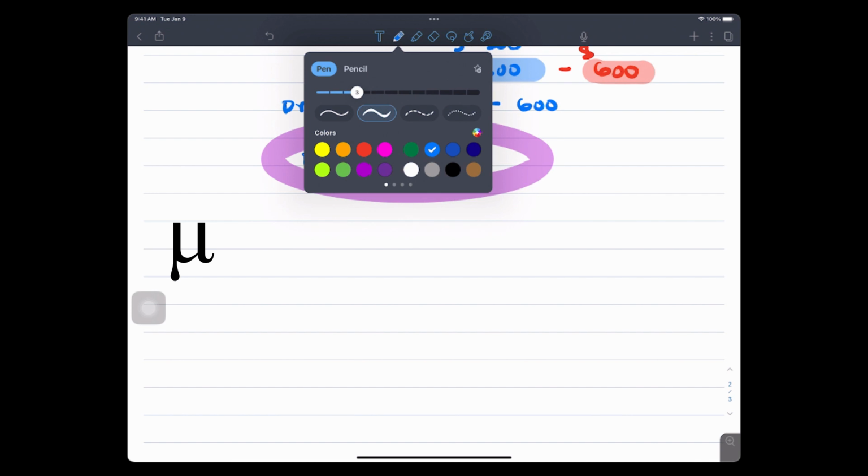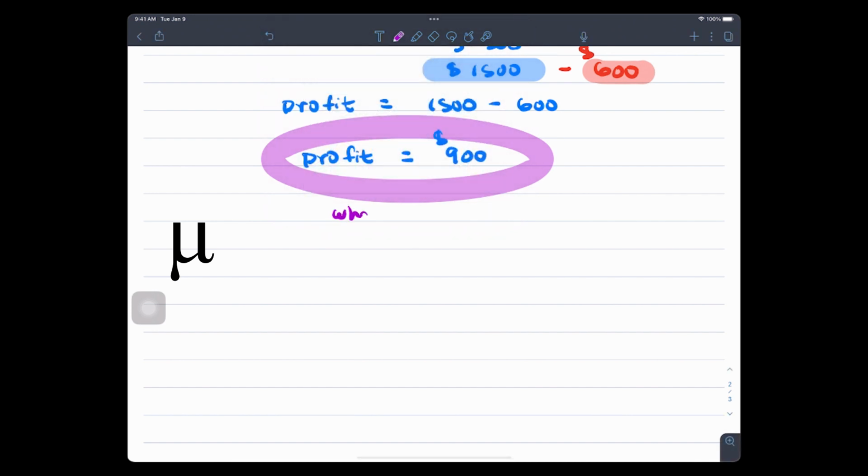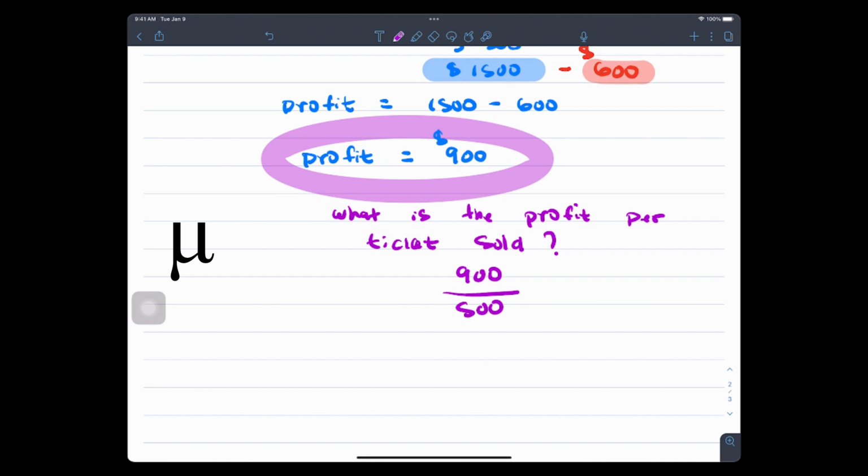So I'm going to ask you guys this question. We're going to unitize this. What is the profit per ticket sold? You guys know, what do you mean profit per ticket sold? How many tickets did you guys sell? 500. So that means divide by 500.